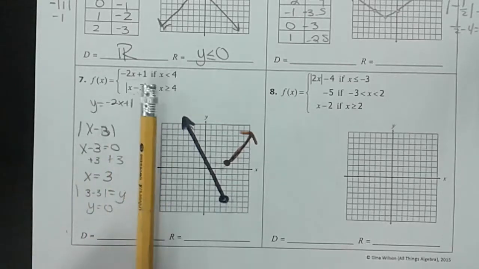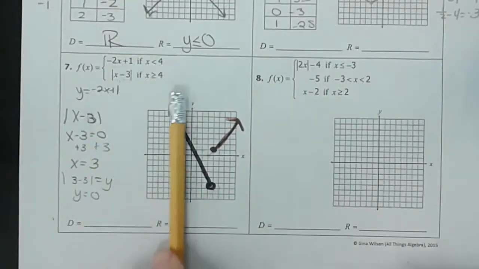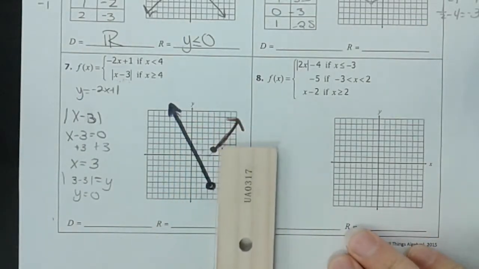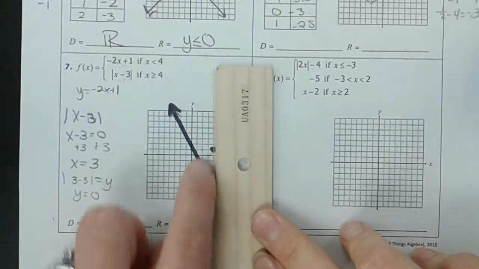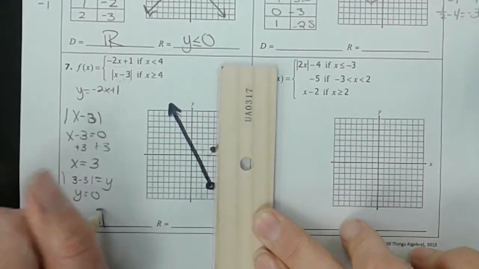The domain of this, let's take a look. This goes forever and ever in this direction and forever and ever in that direction. And here, where it's discontinuous, there is still 1 point, right? If I have my ruler here, I'm still touching 1 point on my graph, right here. So our domain is all real numbers.